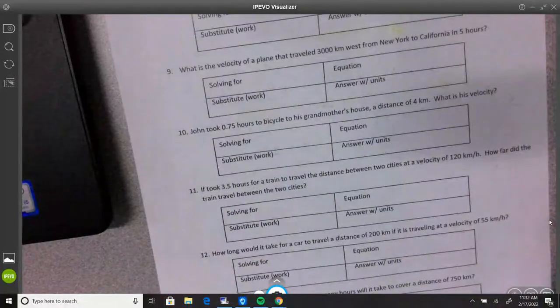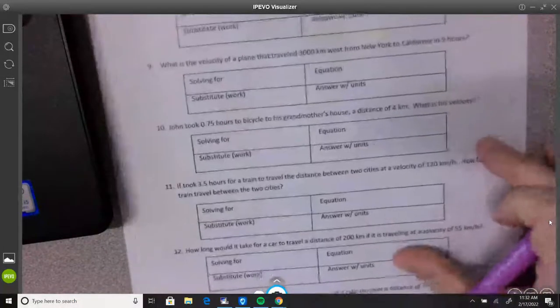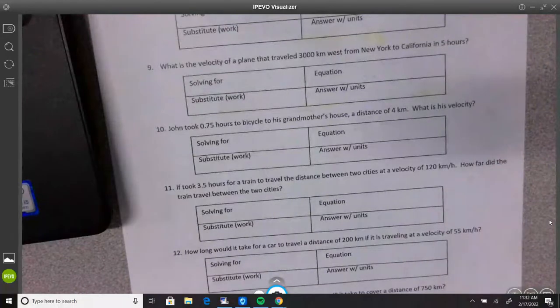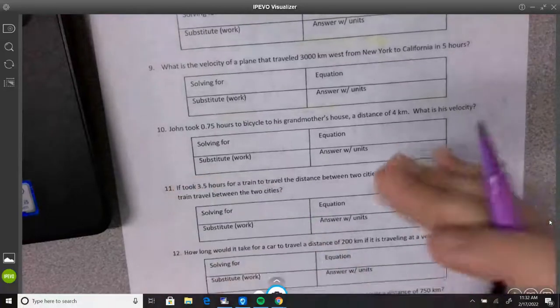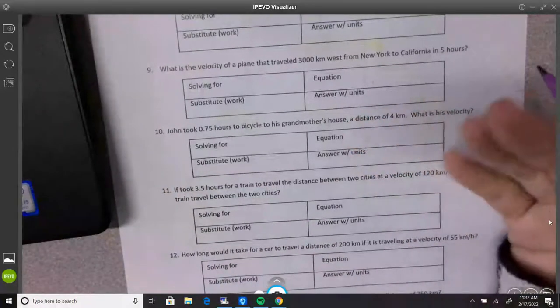So you just tell me, are you looking for time? Are you looking for speed? Are you looking for distance? Show me the equation, show me the work, and then give me the final answer with units. That's all it's asking for.